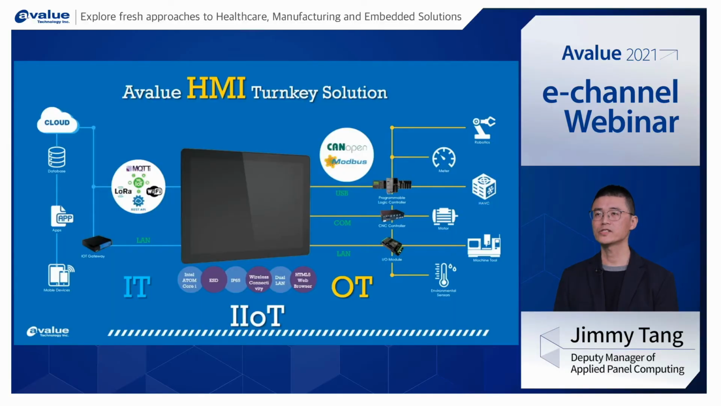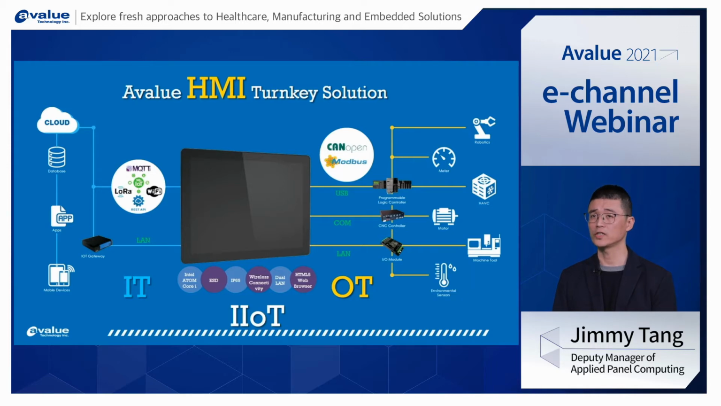Today, I would like to introduce how easily to get into the Ultimate with the Avalue Panel PC solutions. Okay, before we start our topics, I would like to show you how the real world works in factory automations. You can see in the pictures that the right-hand side belongs to the OT sections.